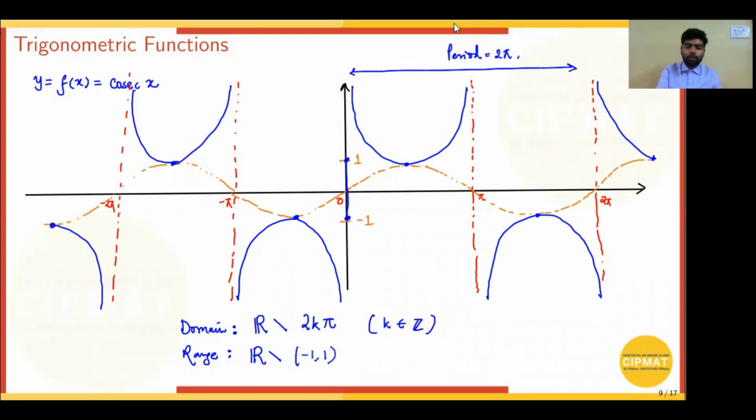The period of cos x was 2 pi, the period of sin x was 2 pi, the period of cosec x is 2 pi. However, the period of tan x was what? The period of tan x was only pi, right?